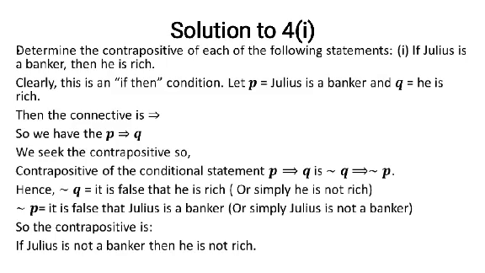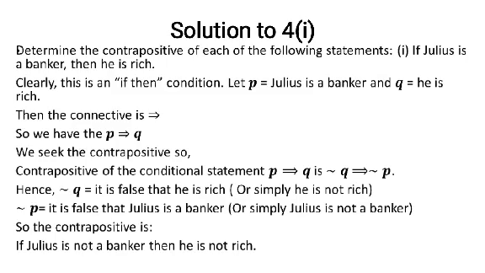And finally, solution to number 4. We're told to determine the contrapositive of each of the following statements. And we're looking at the first one. It says, if Julius is a banker, then he's rich. Clearly, this is an if-then condition. So we can set P to be Julius is a banker and set Q to be he's rich. So we know that simply we have P implies Q.